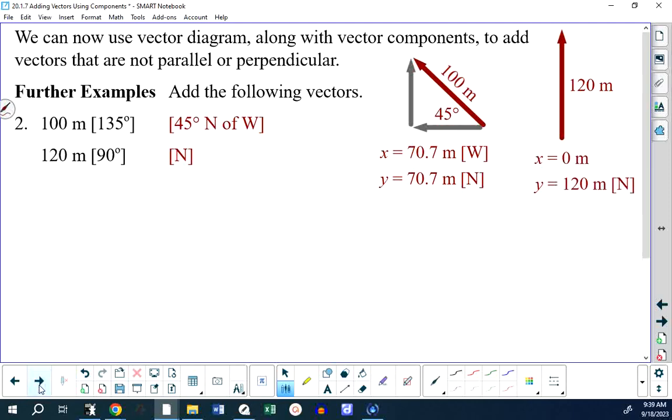So when we do the x and y for the 120 meters north, we can put 0 meters for x. And by the way, we don't put east or west for that. 0 meters is 0. It's just 0. And we can put 120 meters for north. Are you with me on what we've done so far?